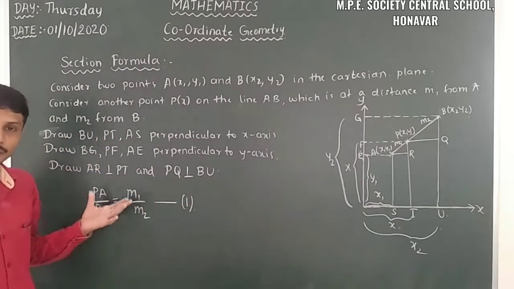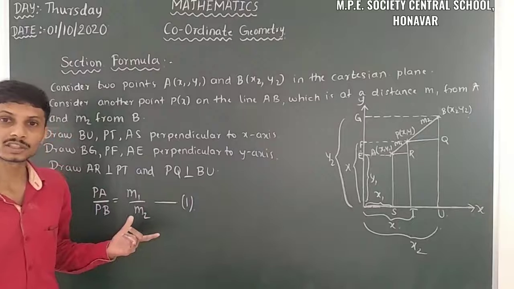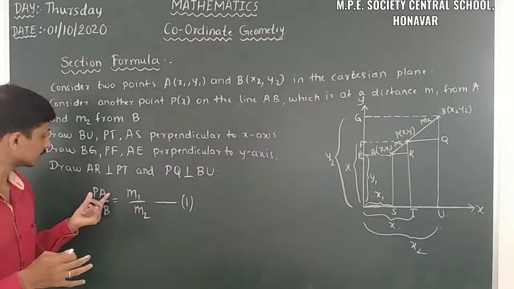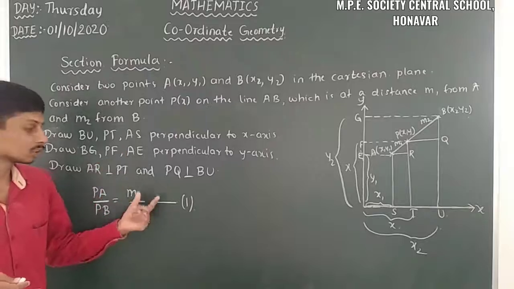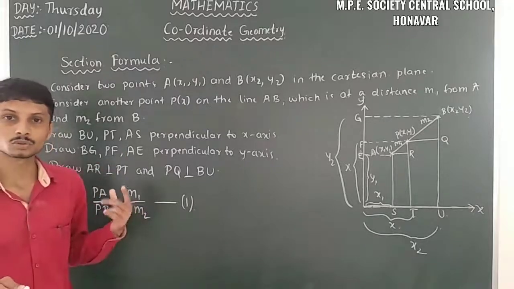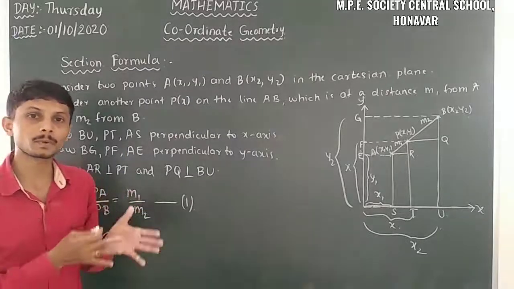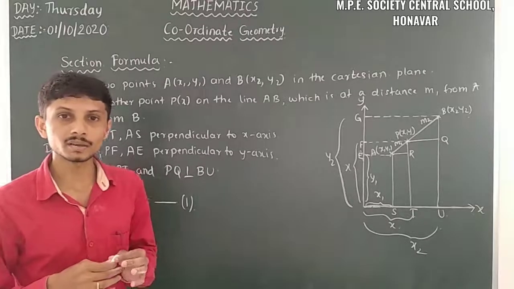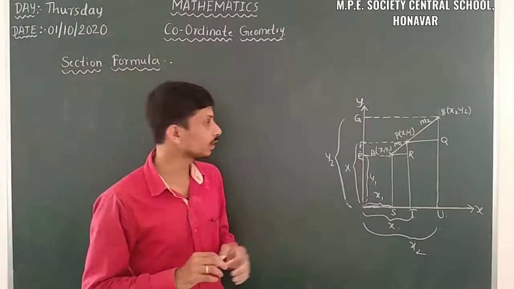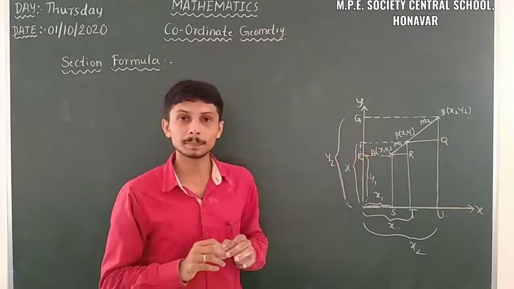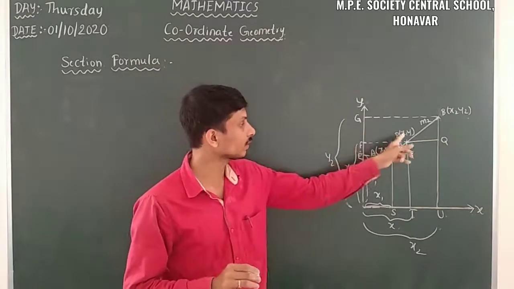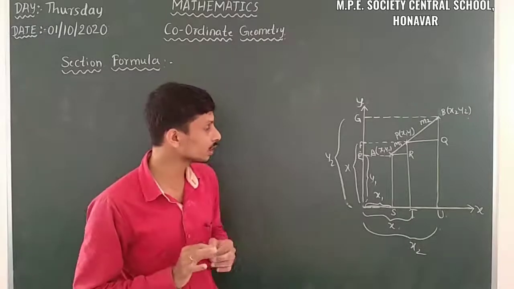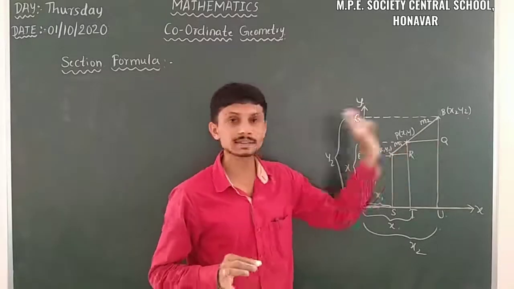That means it is a relationship between ratios. The point P cuts the line AB into two parts, PA and PB, in the ratio of M1 is to M2. This is our first relation. With the help of this relation we have to find the required formula. So we have to find AP and BP, that is, the coordinates x and y. Just observe, there are two triangles formed.